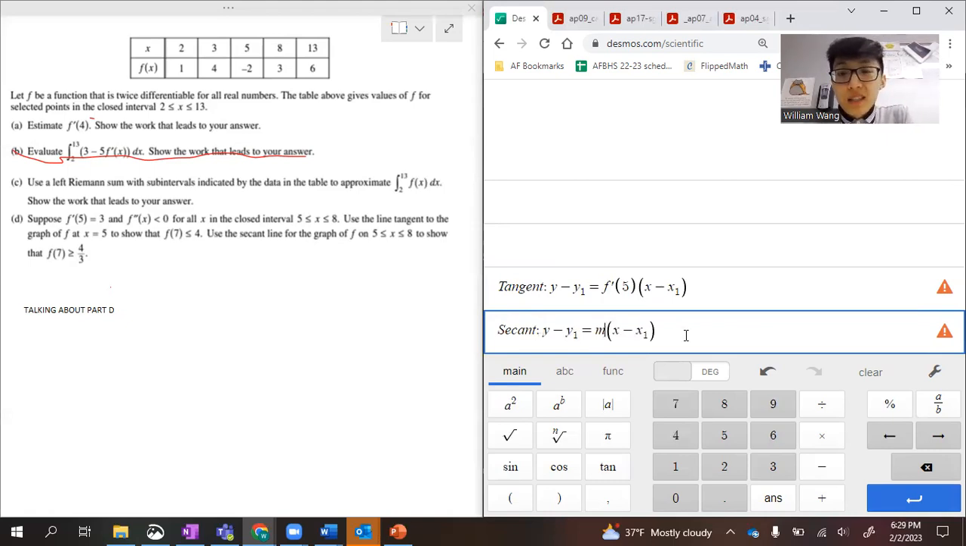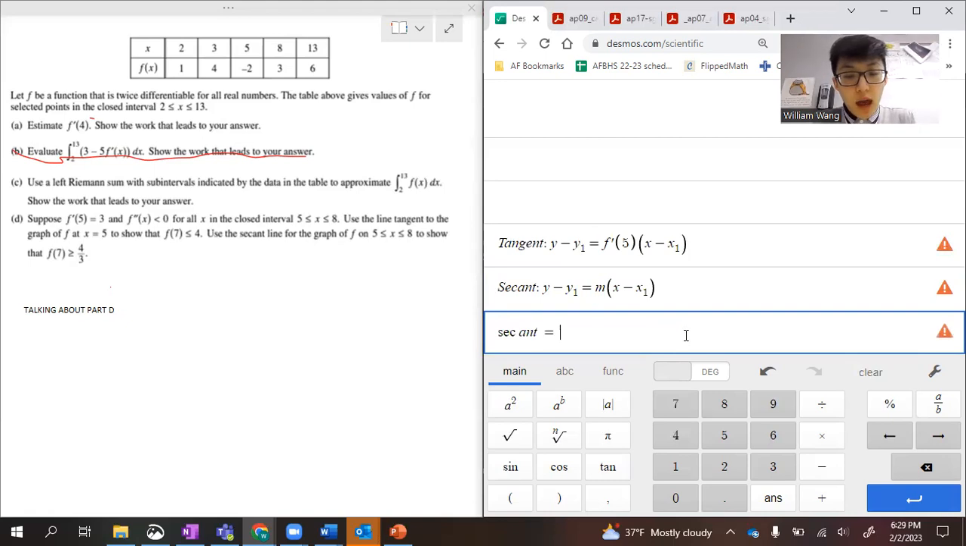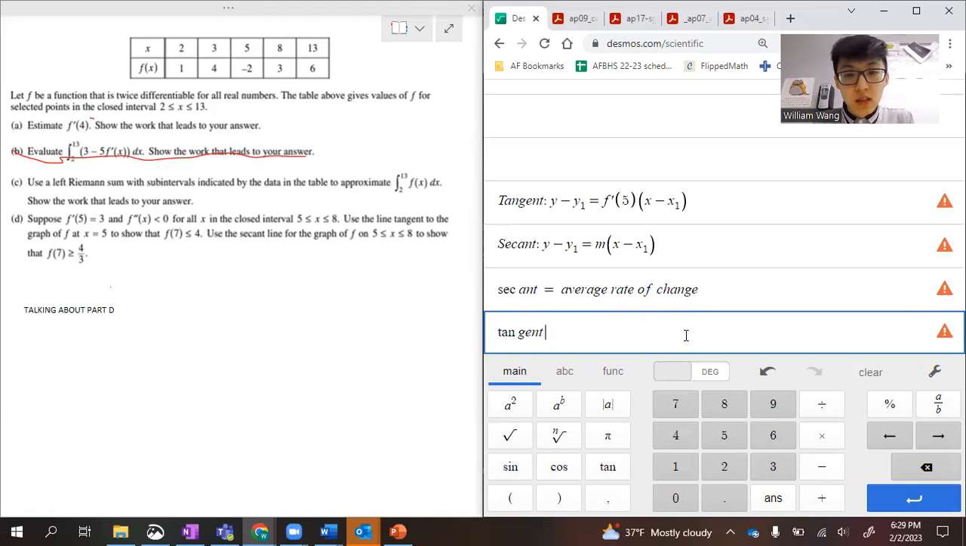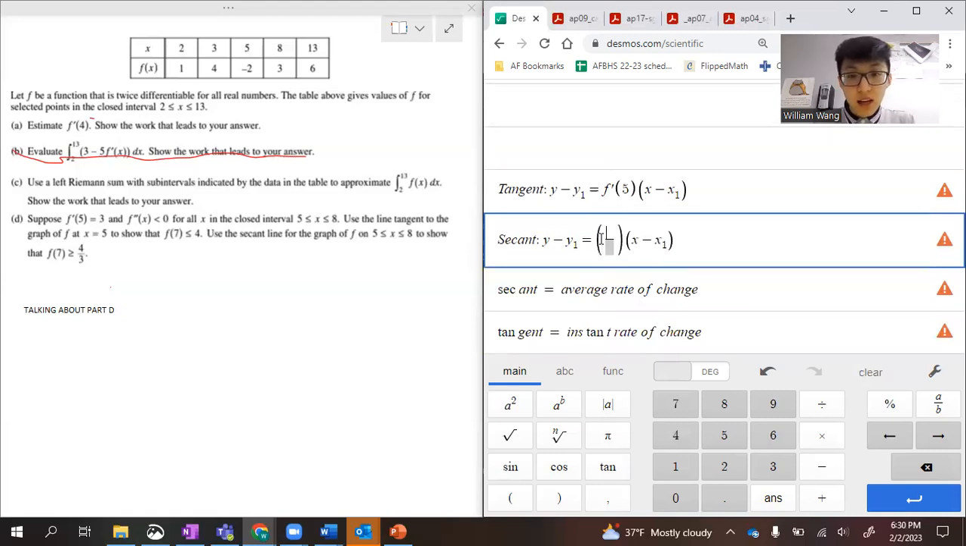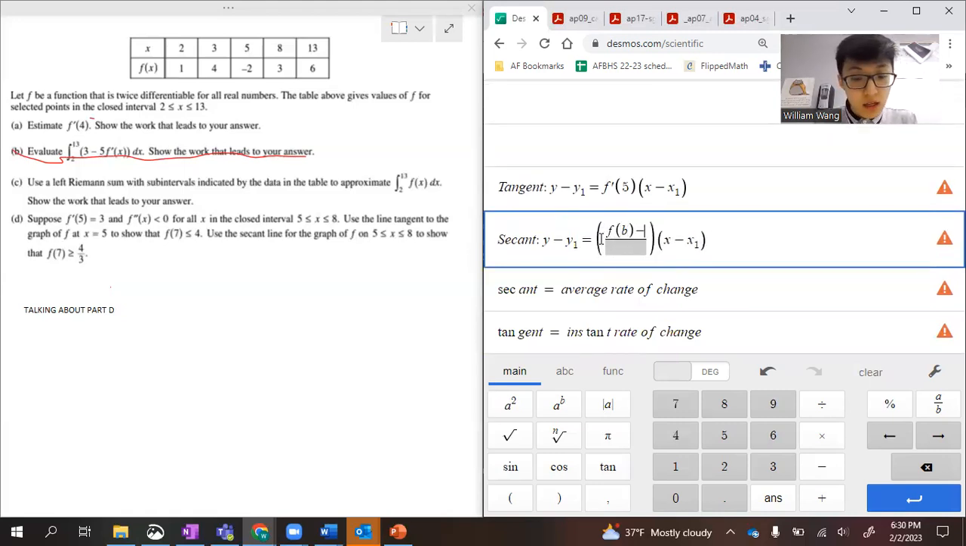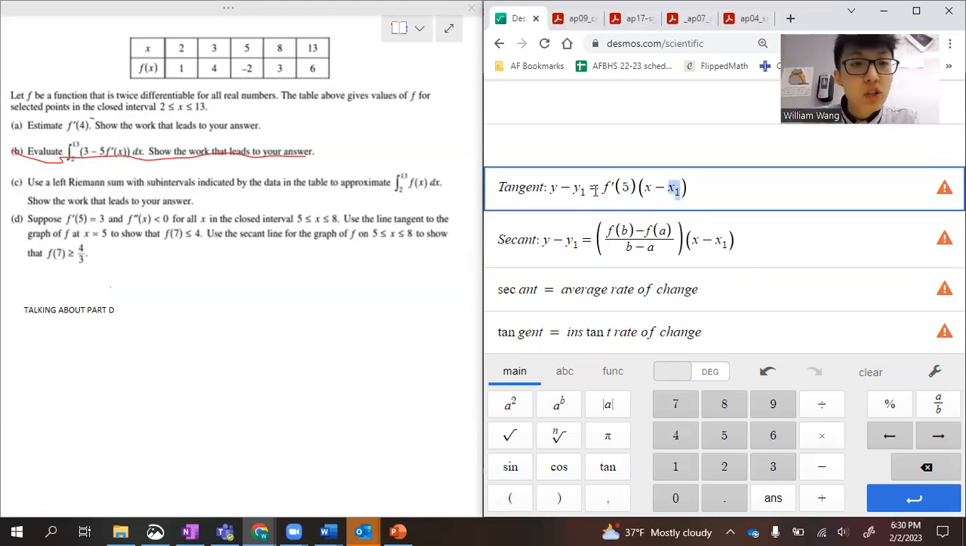Well, my secant line, secant is simply average rate of change. That's another way to think about it, right? My tangent is the instant rate of change. My secant is the average rate of change, right? So for my secant line, the m is going to be f of b minus f of a over b minus a, right? That's my secant line equation. So now I know how to find the slopes for both of those. Now, x1 and y1, these are just your points, right?